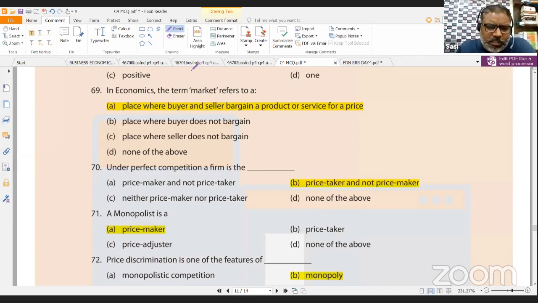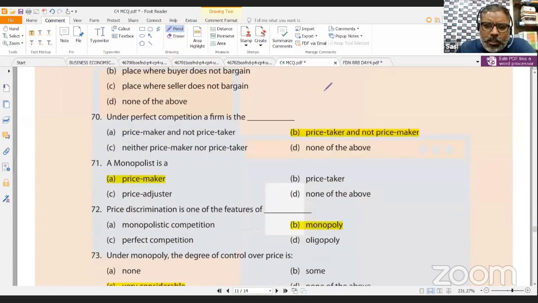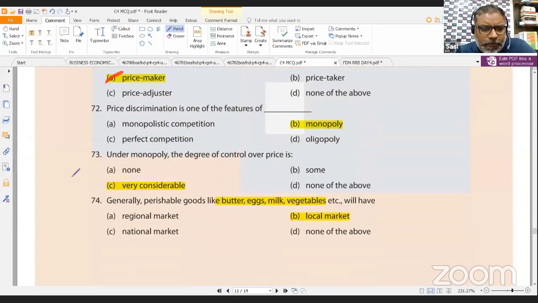Then question number 70. Under perfect competition, a firm is the price taker but not price maker. So that is clear. Under perfect competition the firm is a price taker but not a price maker. So 70th question answer is B. Monopolist is a price maker. So 71st question answer is A.